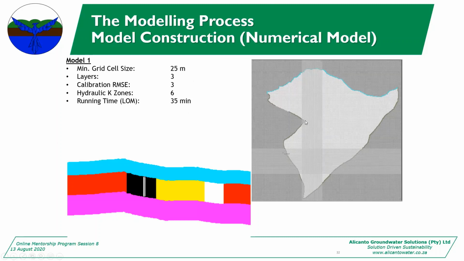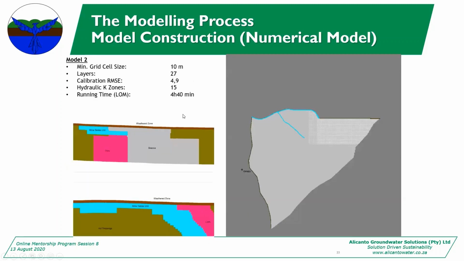And taking the same model boundary, we ran this one with a minimum cell size of 10 meters, 27 layers. I got a root mean square error of 4.9, which was worse than the simple model. I had 15 conductivity zones, and it took me 4.5 hours to run the model. So you see, it's not always better to have a more refined model. If you don't need it, don't do it.